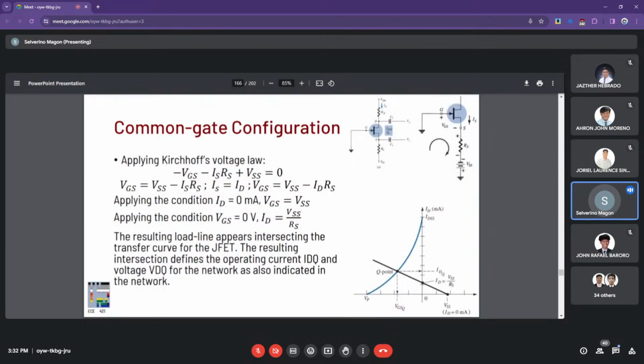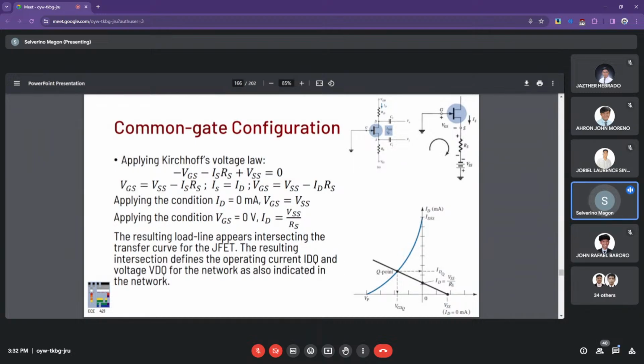Now we perform KVL first in the input for the VGS. We have negative VGS right here minus ISRS plus your supply VSS right there. Then rearranging the equations, we can have the VGS at VSS. So this is a given, and we'll try to solve for IS later. But VSS and RS are given in both conditions.